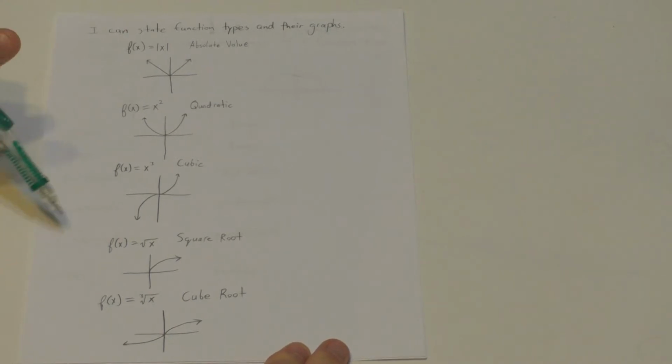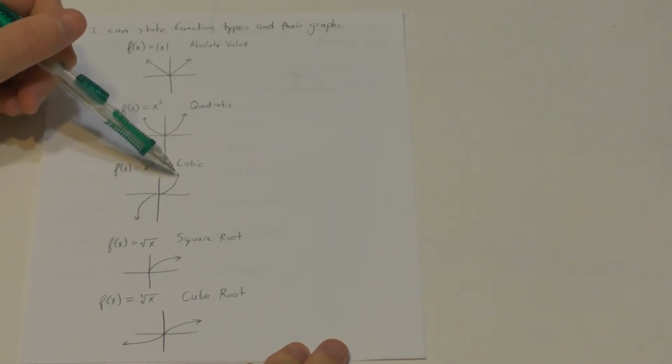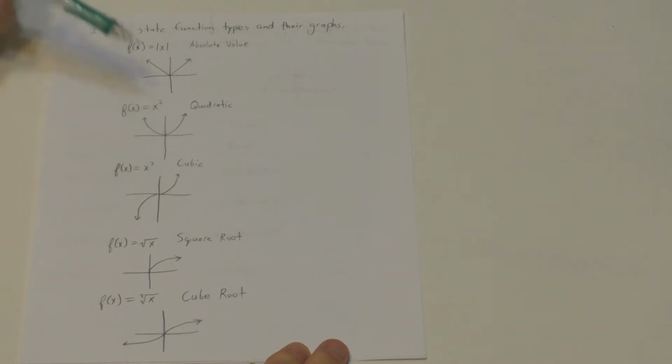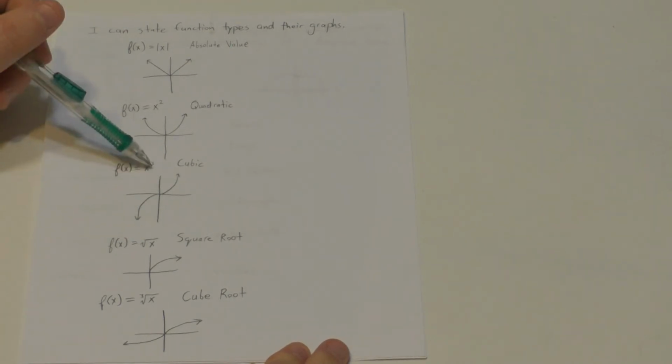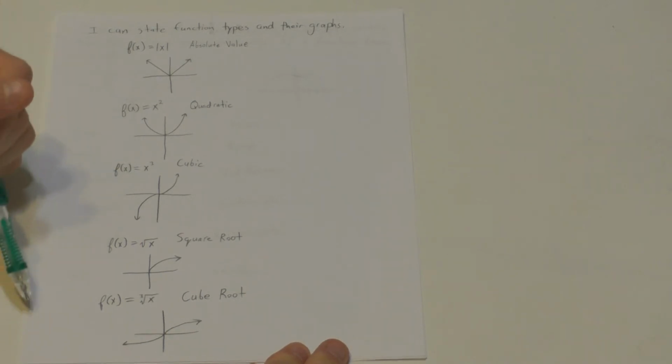Next we have a cubic. And a cubic just makes this very kind of snake-like, S-like curve through the origin here, okay? Again, a cubic, it's taking the input and cubing it.